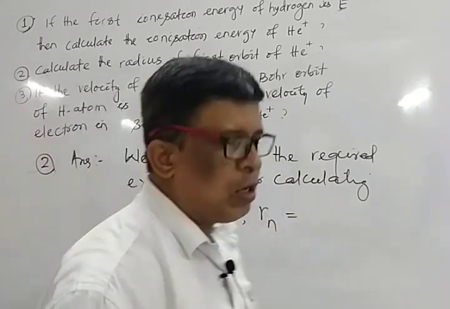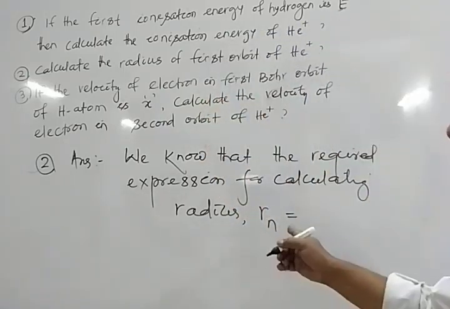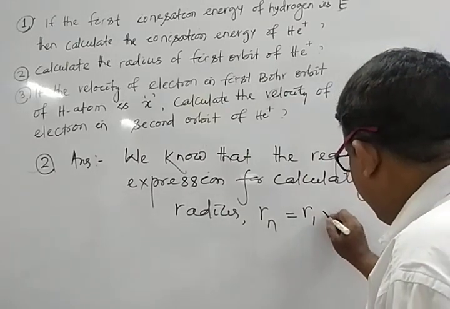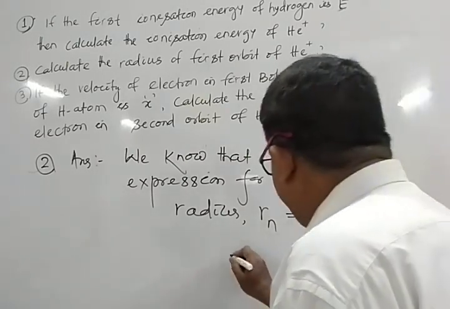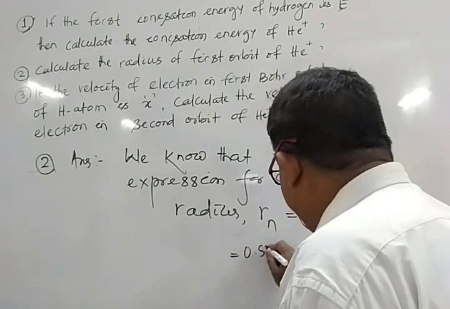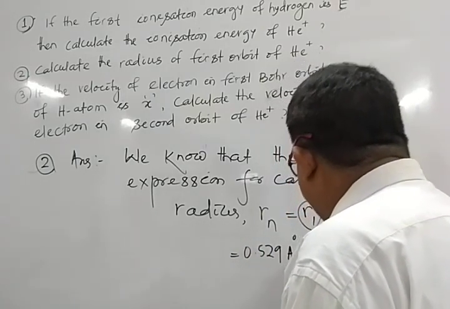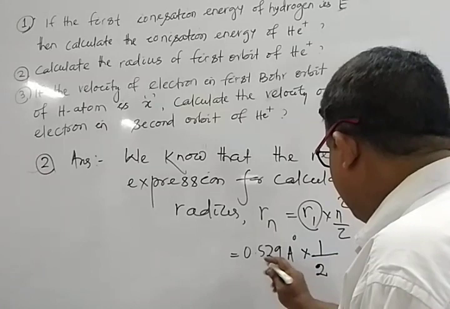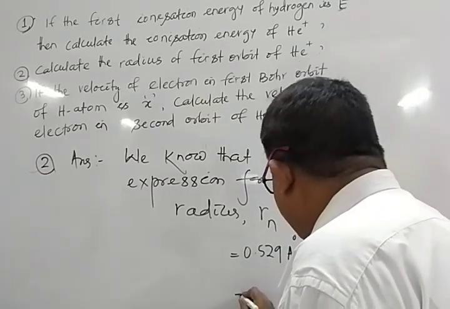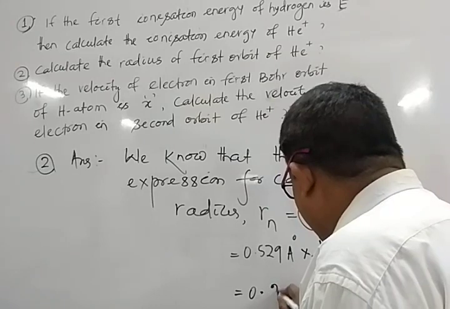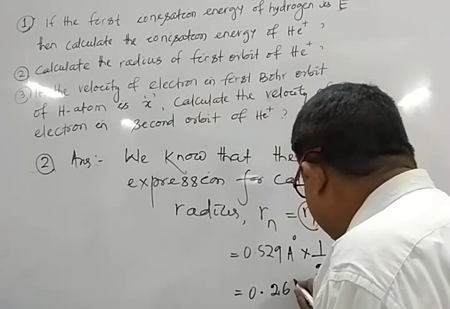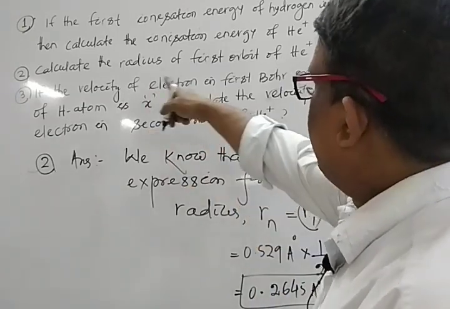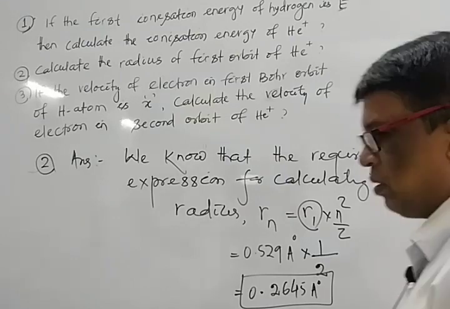We know the expression for calculating the radius of the nth orbit, that is Rn is equal to R1 into n square by Z. Again we know R1, that is 0.529 angstrom into n square by Z. N means the first orbit, Z means atomic number. That means 0.529 angstrom by 2 is equal to 0.2645 angstrom. This one is the radius of the first orbit of He plus. Move to the third one.